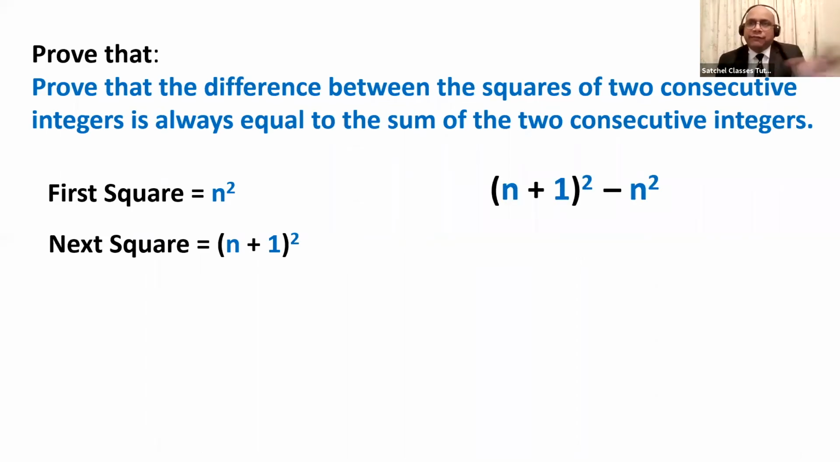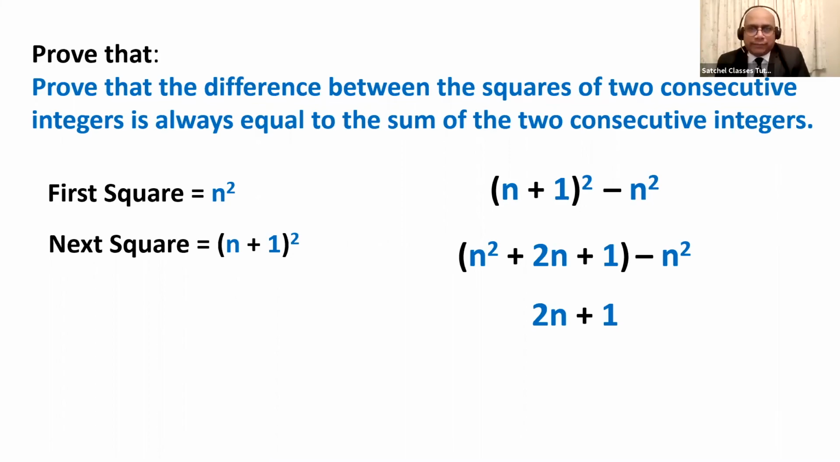And we need to find the difference between them. Read the statement. Difference between the squares of 2 consecutive integers, right? How do you find n plus 1 the whole squared? Using the grid method, you'll realize that that's n squared plus 2n plus 1, minus n squared. So the n squared and n squared get cancelled and you're left with 2n plus 1.